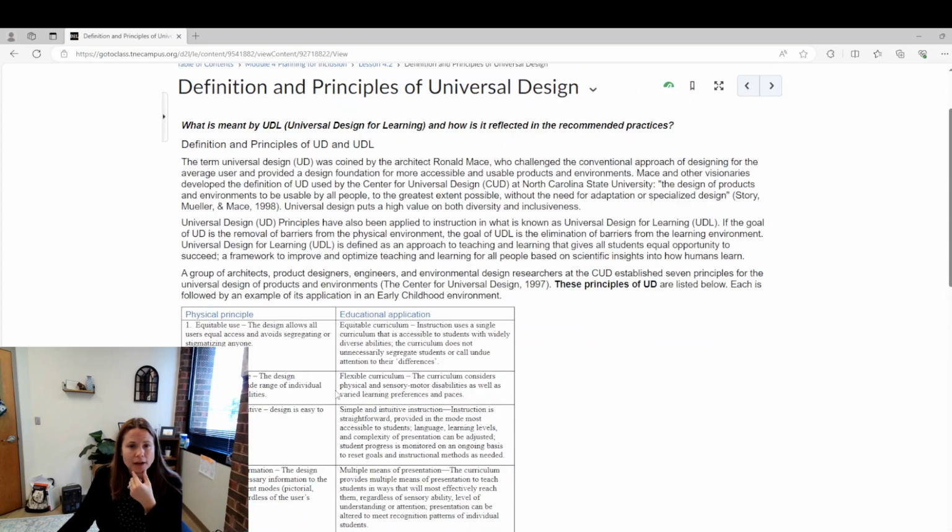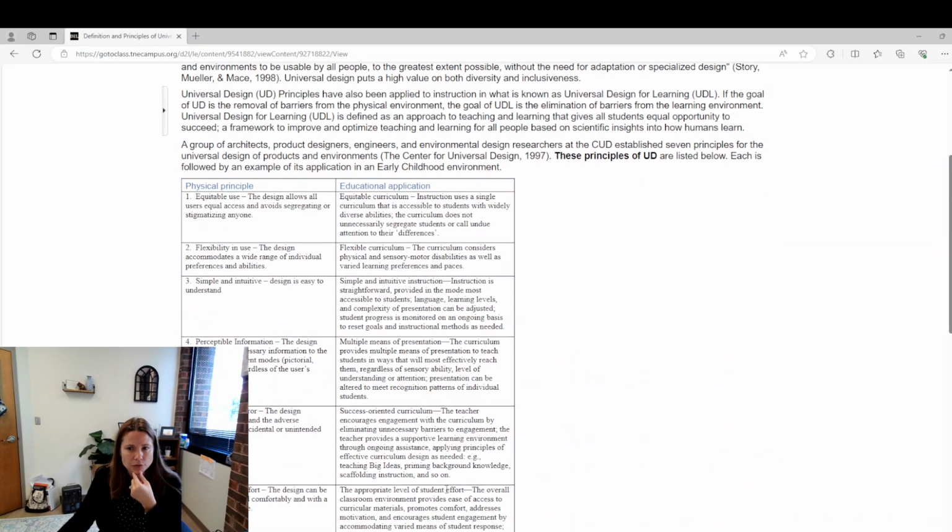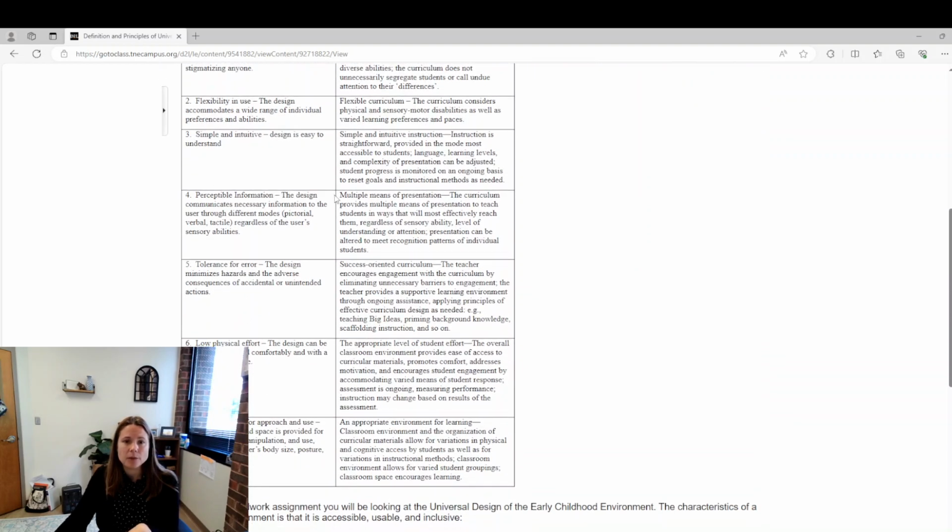Okay, so over here, I gave you a table that kind of walks you through the principles. On the left side, you have the physical principle. On the right side, you have the educational application. So what are some examples of how it would be used in the classroom?